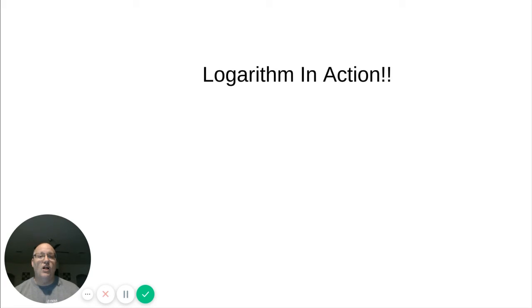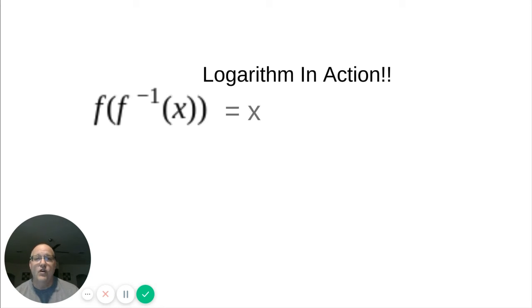So you're going to see some logarithms in action. But before we start, I want you to think about a couple of things. I want you to think about a function and its inverse. If I give you f composed of f inverse of x, remember, way back in October, November, we figured out that that was equal to x because a function and its inverse undo each other. And if I do the inverse of the function f of x, it undoes each other. So remember that.